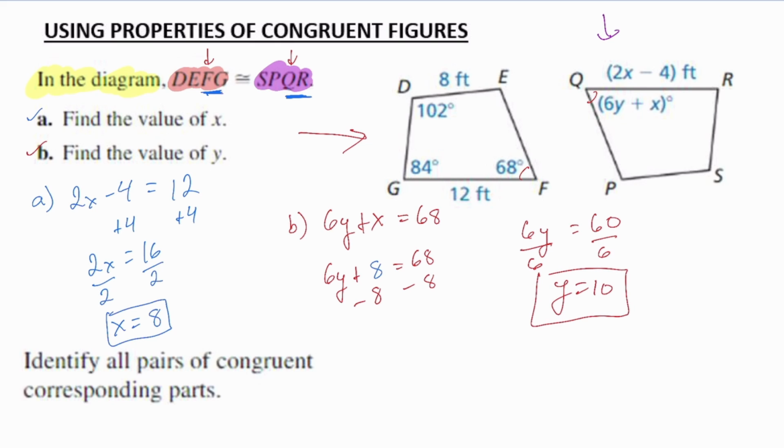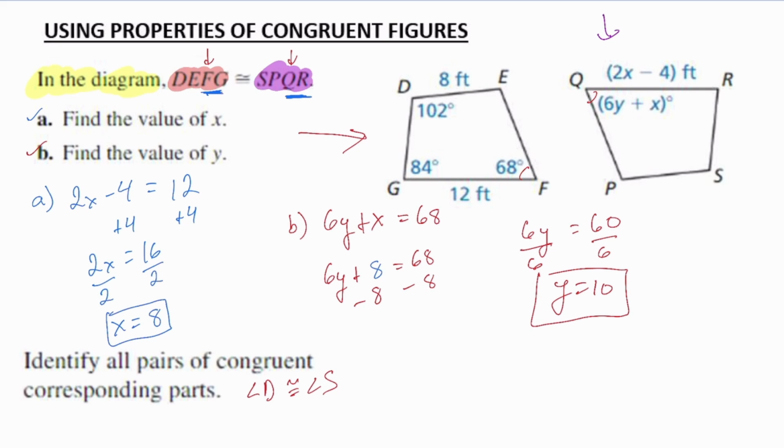And then when it says to identify all pairs of the congruent corresponding parts, I'll walk through the angles. So again, the order and the position in which we find them is important. So D is going to be congruent to S for the angles. So we'll do the angles here. So we would say that angle D is congruent to angle S.